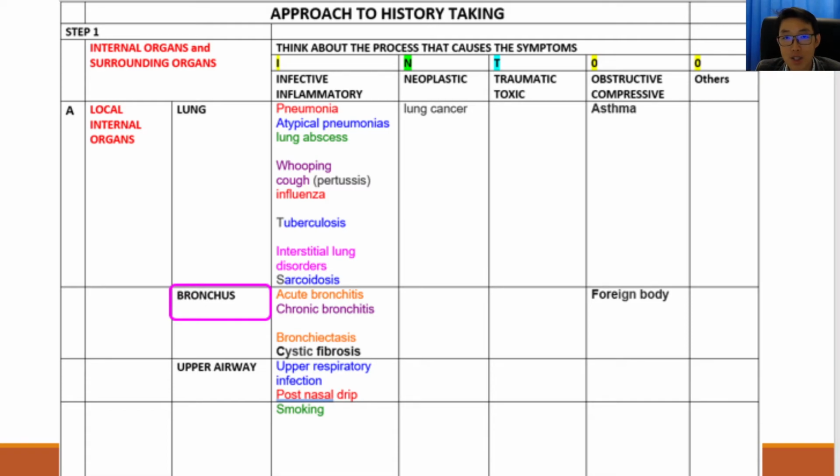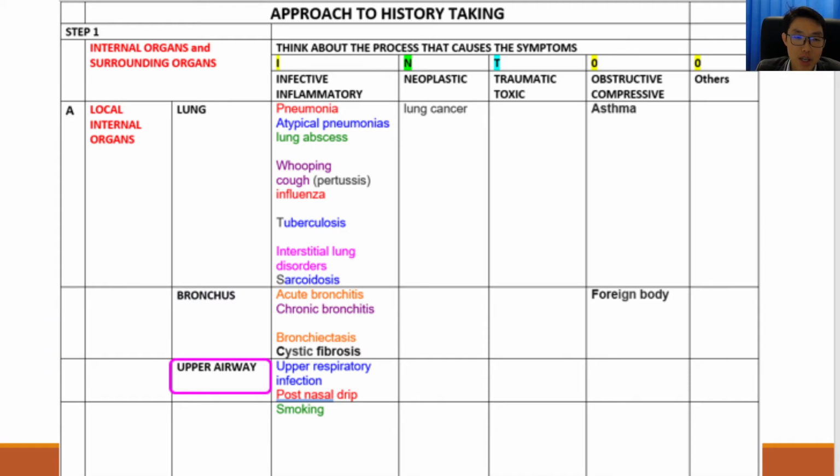In younger population, we have to think about the foreign body as a differentiator, because a foreign body can be unintentionally inhaled or swallowed by the young child and land in the trachea or bronchus.